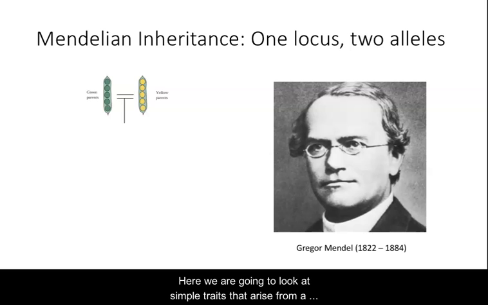So here we're going to look at simple traits that arise from a one locus, two allele system. And there are actually relatively few traits that are inherited this way, dry earwax of all things being one of them. But exploring inheritance in this way makes tracking genotypes from phenotypes fairly straightforward.